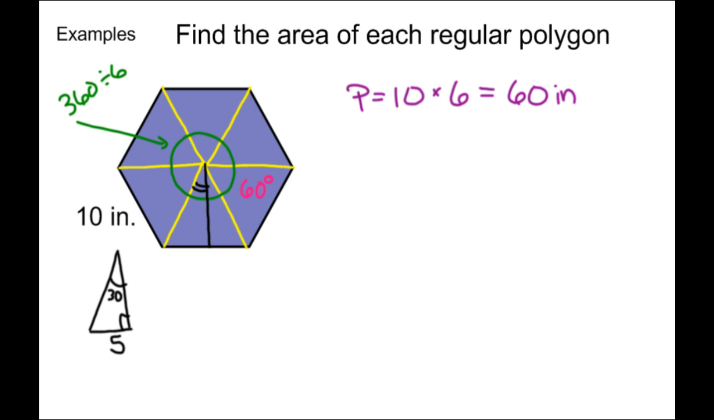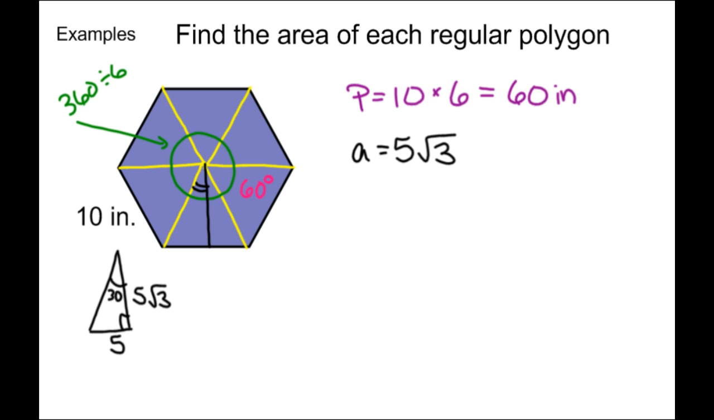We could use Pythagorean theorem, but we have a special right triangle. So let's remember our rules for it. If we have a 30-60-90 degree triangle, the side across from the 30 is going to be 5. The side across from the 60 is going to be 5 square roots of 3, which is our apothem. I don't care about the hypotenuse. We don't need that. So our apothem is going to equal 5 square roots of 3.